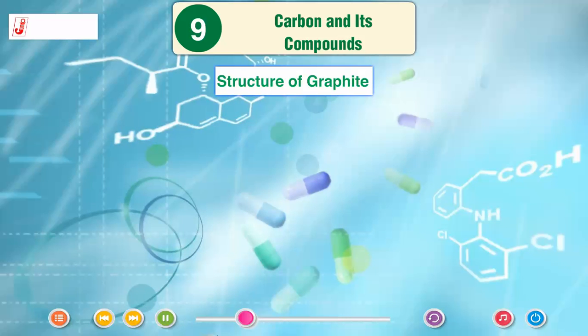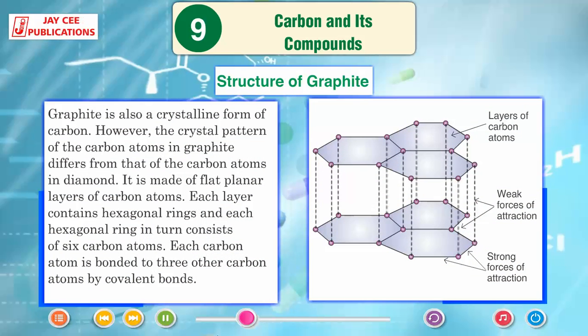Structure of graphite. Graphite is also a crystalline form of carbon. However, the crystal pattern of the carbon atoms in graphite differs from that of carbon atoms in diamond. It is made of flat planar layers of carbon atoms. Each layer contains hexagonal rings, and each hexagonal ring in turn consists of 6 carbon atoms. Each carbon atom is bonded to 3 other carbon atoms by covalent bonds.